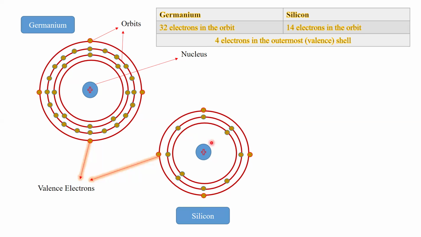In case of silicon, there are a total of 14 electrons in the orbits. If you count these electrons in each of the orbits, there are a total of 14. But in the outermost shell, there are only 4 electrons. And that's what we want to remember. So the atomic number of germanium is 32 because it carries 32 electrons in total in all its orbits. And the atomic number of silicon is 14 because it carries a total of 14 electrons in all of its orbits.